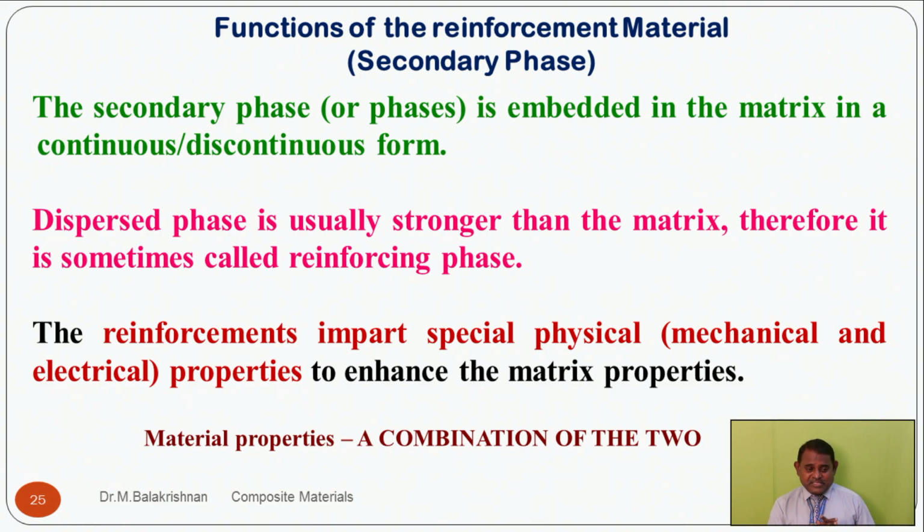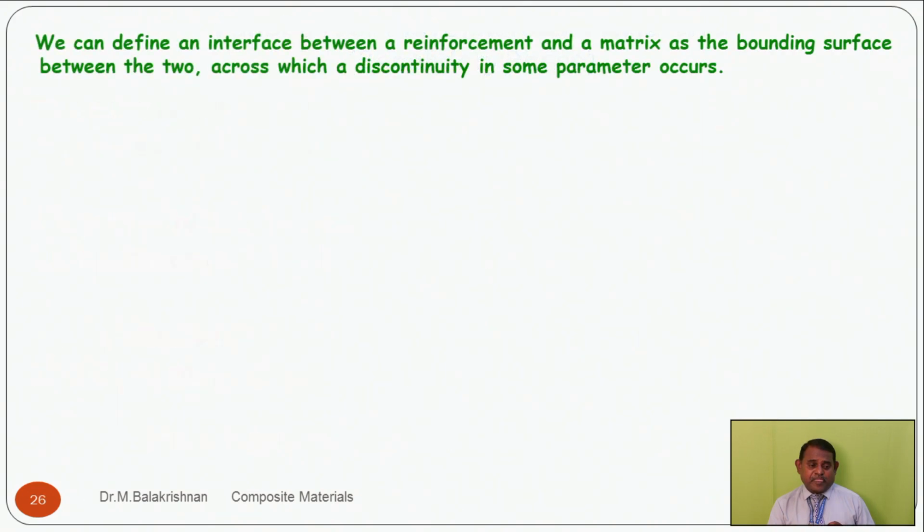of these two. So as we discussed, the primary phase is the matrix phase. The matrix phase is normally of lesser strength than the reinforcement phase. And the reinforcement phase is again stronger than the matrix phase. Then what will be the property of the composite material? The material property of the composite is achievable as a combination of these two.